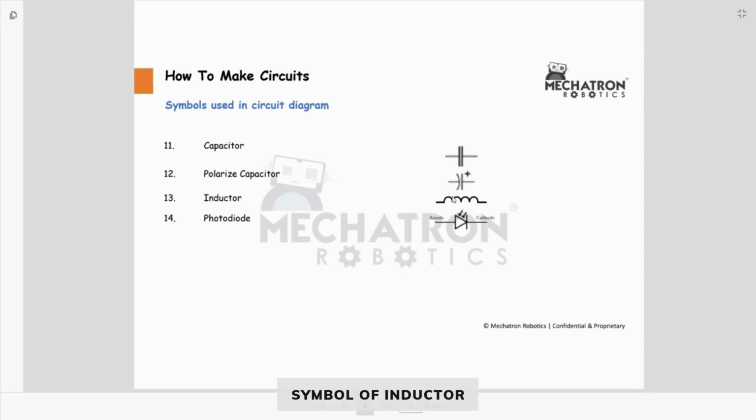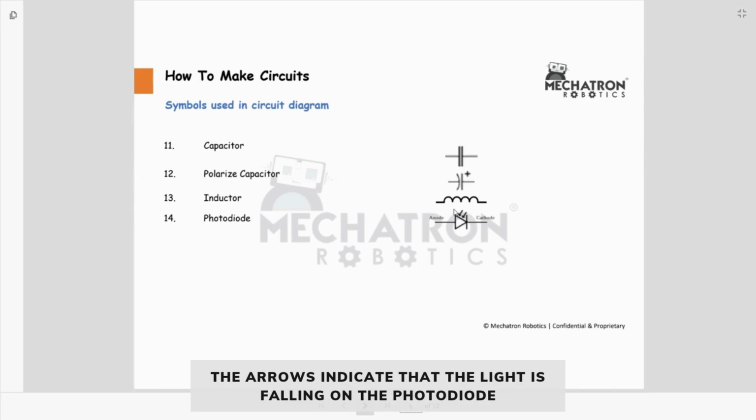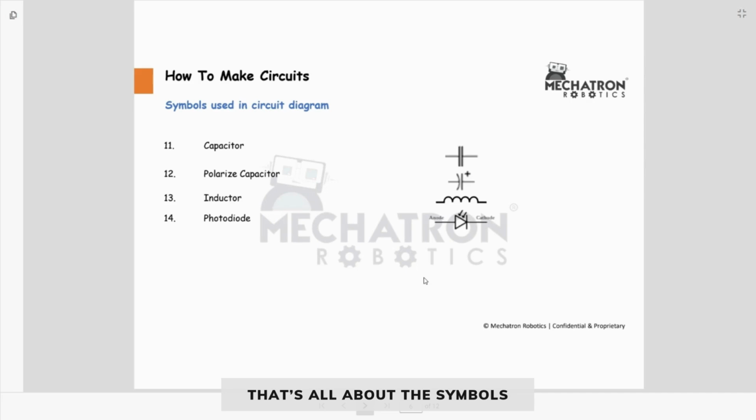Then this ring-like structure is the inductor symbol. Then this one is the symbol of a photodiode. This symbol is again similar to the diode. The only difference is that there are two arrows which are pointing inward. These arrows represent that light will fall on the photodiode. So that's all about the symbols.